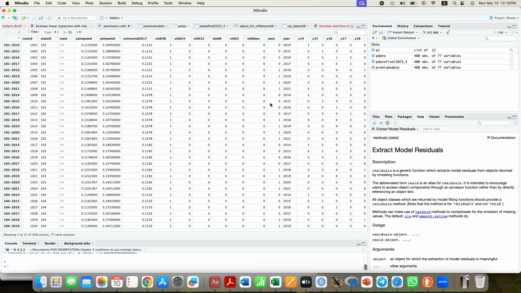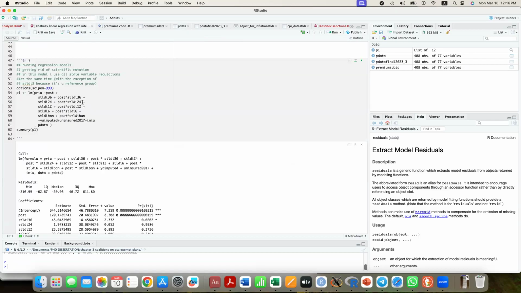You remember that the post variable indicates 0 when no Trump policies are implemented, and one for the time period from 2018 to 2021 when Trump policies regarding healthcare are implemented. This is the post variable. And in this interaction, the way you do it, we basically multiply the post variable with other dummy variables, and let me explain what they are.